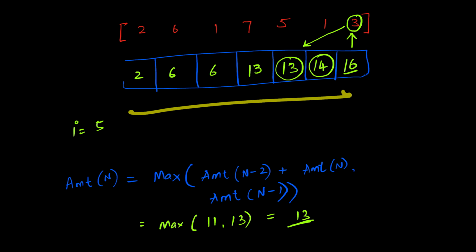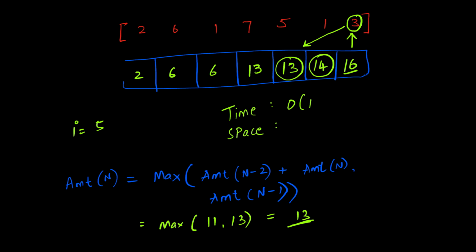Once the iteration is done, we will return the last value saved in the dynamic programming array as our output. With this solution, our time complexity is O of n, as we are only running the iteration once across the input array, while the space complexity is O of n because we are maintaining this dynamic programming array to record the maximum amount we were able to rob at each house.